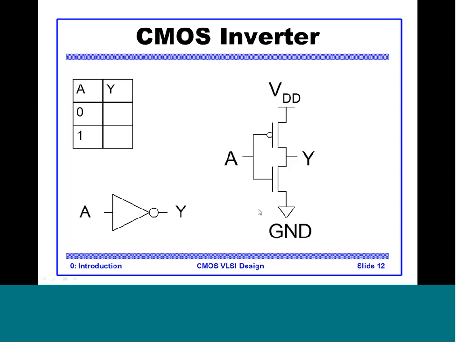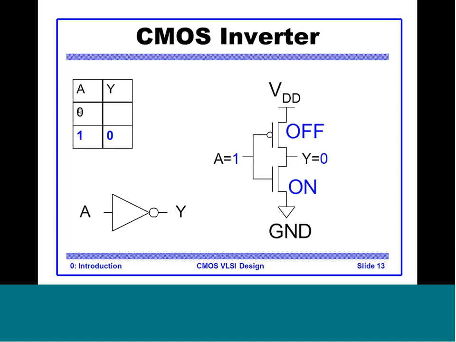Similarly, this NMOS device is called a pull down device since it connects A to ground in one of the conditions. Now let's look at the truth table. What happens when A is 0 or what happens when A is 1?